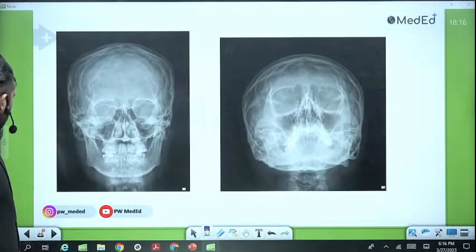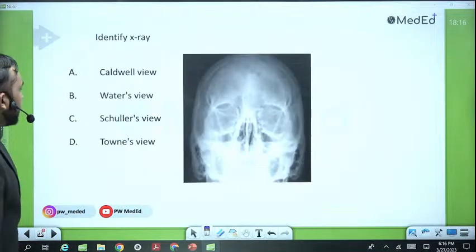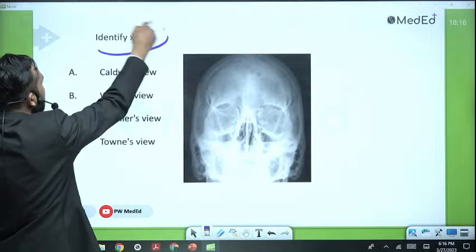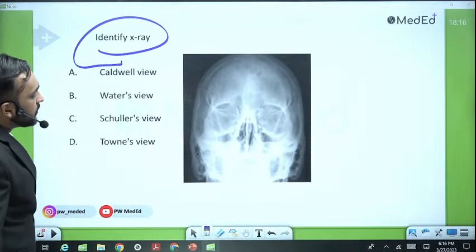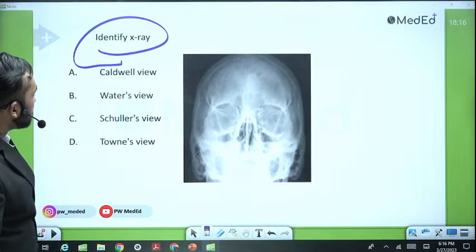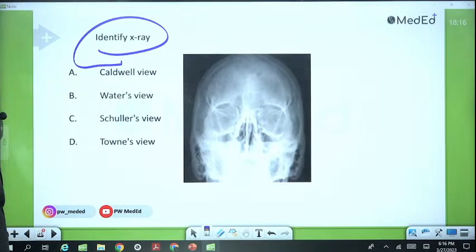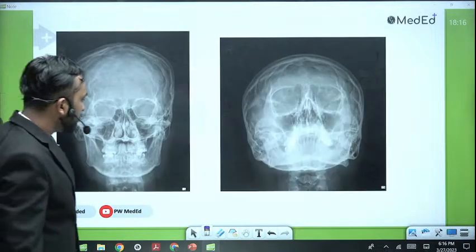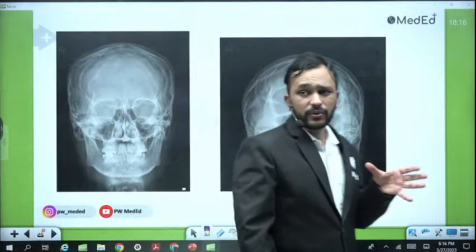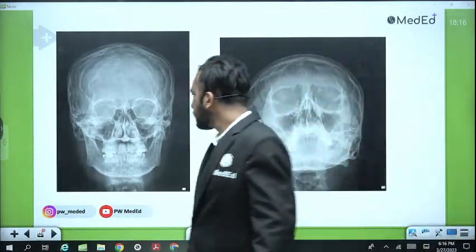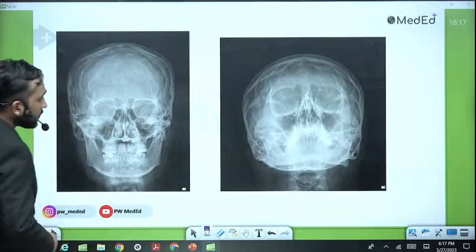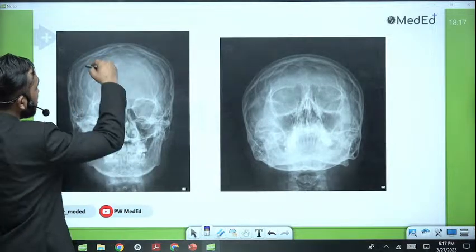So the last thing for today, identify the view. It is very difficult to identify the views at your stage, right? Caldwell view, Waters view, very difficult. So let me just try to explain it to you. So guys, this is your Caldwell view.